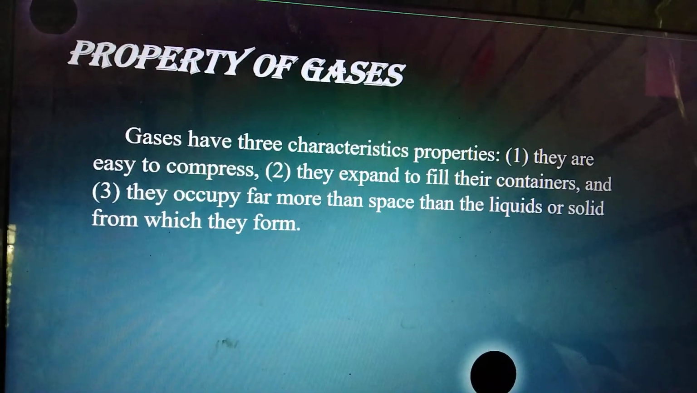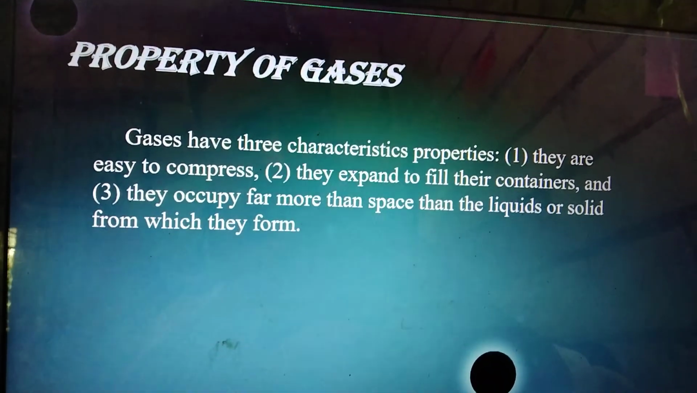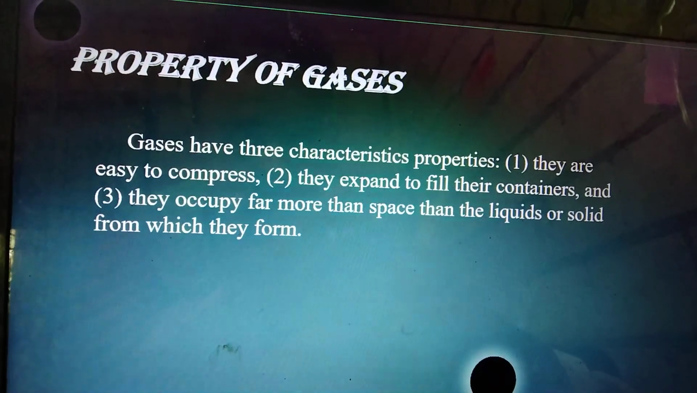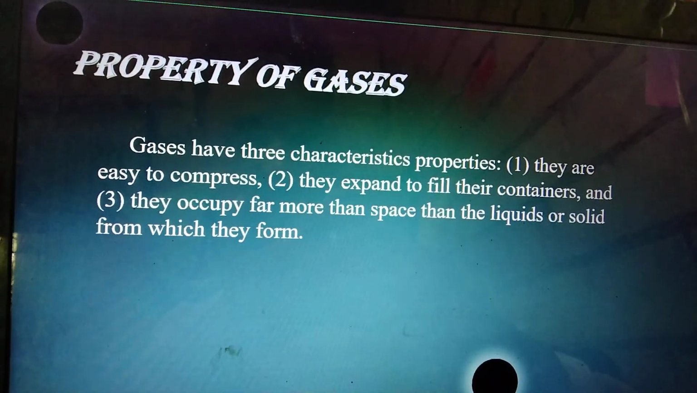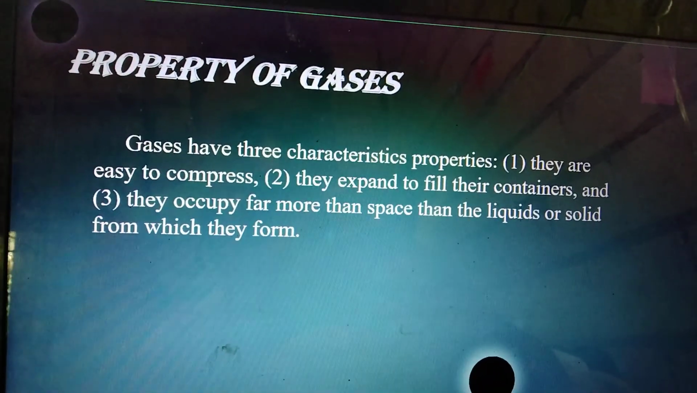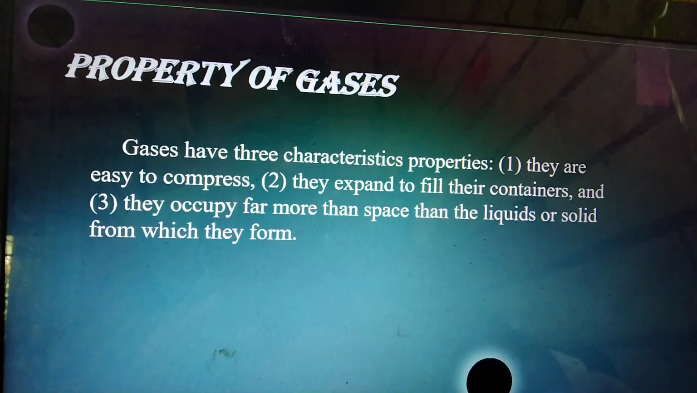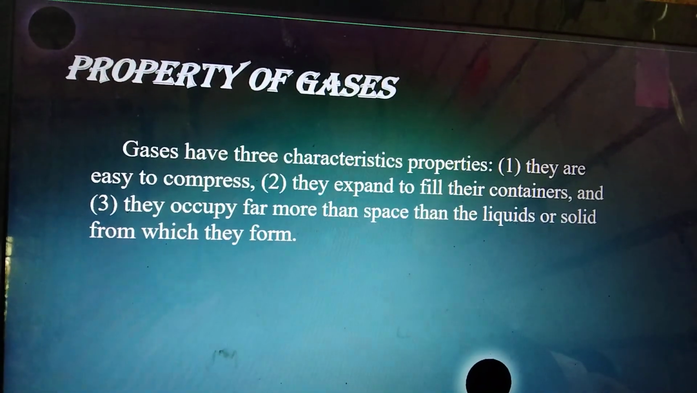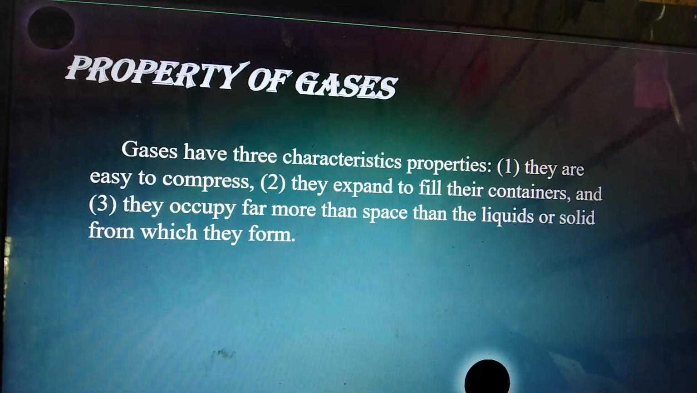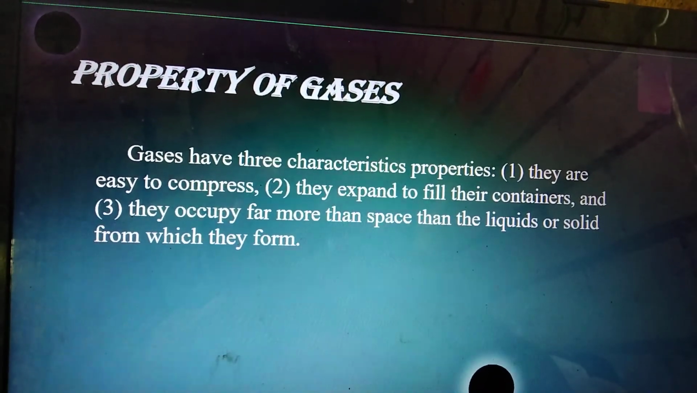One, they are easy to compress. Two, they expand to fill their containers. And three, they occupy far more space than the liquid or solid from which they form.